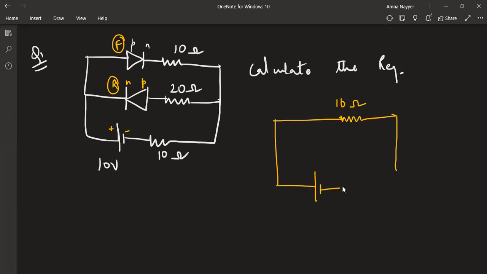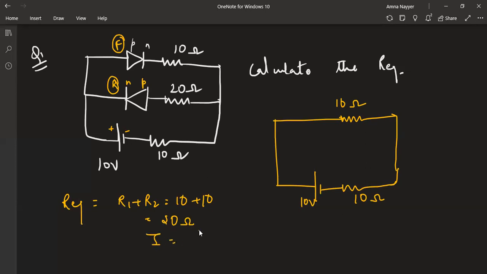This is the battery. This is 10 ohm. This is 10 volt. Now these are connected in series. So R equivalent will simply be R1 plus R2, which is 10 plus 10 equal to 20 ohm. Even if you are asked to calculate the current, you will write voltage divided by the resistance, which is 0.5 ampere. Fine. So equivalent resistance will be 20 ohms. This will be the answer.